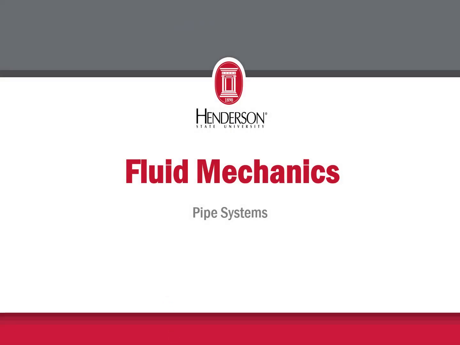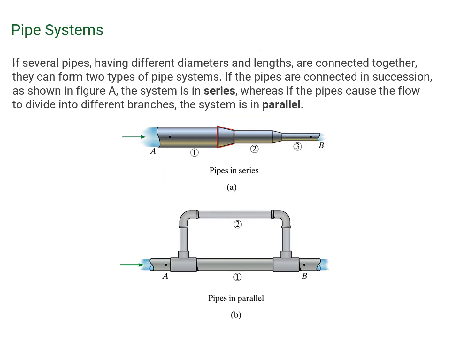In this lecture, we're going to look at different pipe systems, hooking pipes together of different diameters and lengths. If several pipes have different diameters and lengths and are all connected together, they can form what's known as a pipe system. If the pipes are connected in succession, we refer to that as being in series. And if the pipes are connected as follows, we consider that to be pipes in parallel.